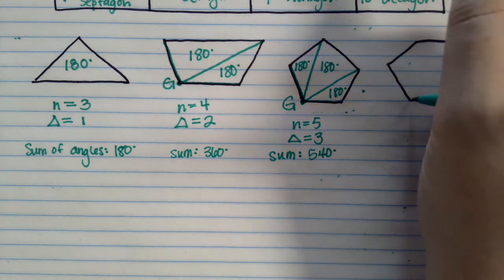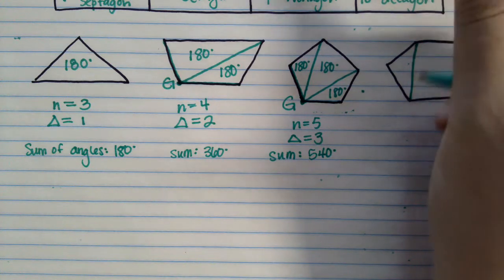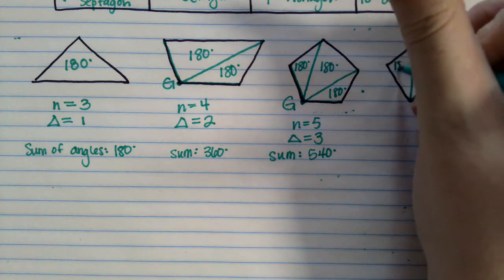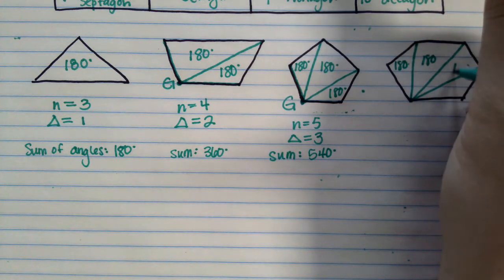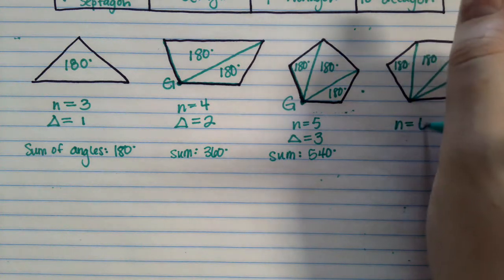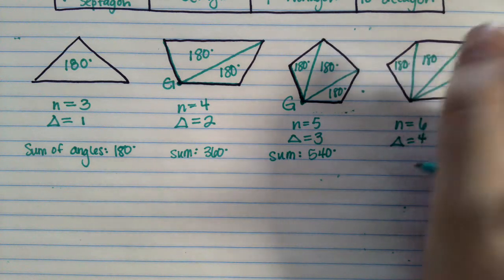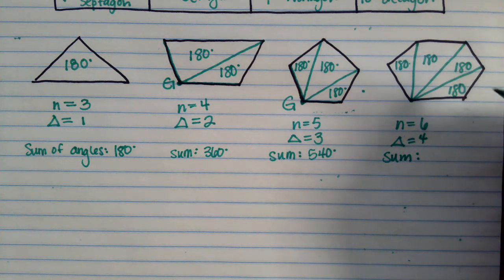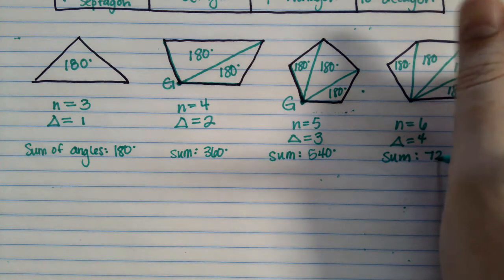And we can keep going, but this is the last one. If we divide this out, we get 4 triangles. 6 sides, 4 triangles, 180 plus 180 plus 180 plus 180 is 720.